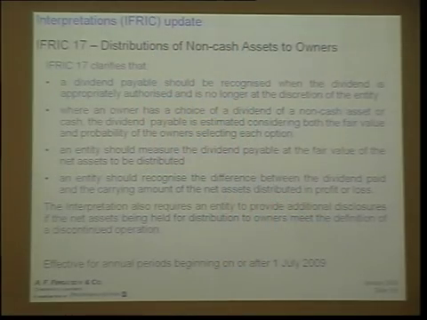IFRIC 17, distributions of non-cash assets to owners. This is the last IFRIC. Okay, this clarifies that a dividend payable should be recognized when the dividend is appropriately authorized and is no longer at the discretion of the entity. Where an owner has a choice of a dividend of a non-cash asset or cash, the dividend payable is estimated considering both the fair value and the probability of the owner selecting each option. An entity should measure the dividend payable at the fair value of the net assets to be distributed. An entity should recognize the difference between the dividend paid and the carrying amount of the net assets distributed in profit and loss. The interpretation also requires an entity to provide additional disclosures if the net assets being held for distribution to owners meet the definition of a discontinued operation.